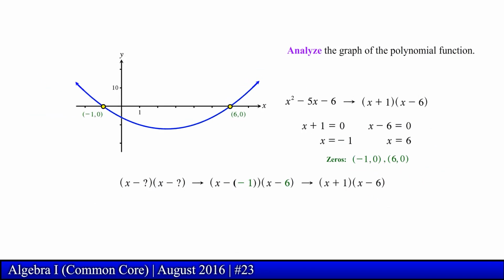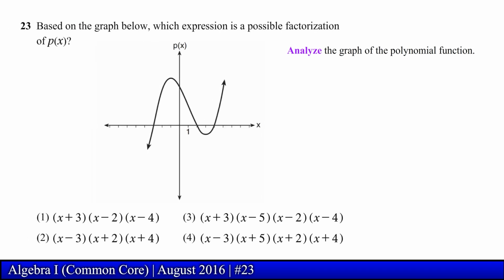With this in mind, let's take a look at the problem at hand. Notice that this polynomial crosses the x-axis 3 times. This occurs at the points (-3, 0), (2, 0), and (4, 0). Using these zeros, we can go ahead and construct the factored form of the potential polynomial.